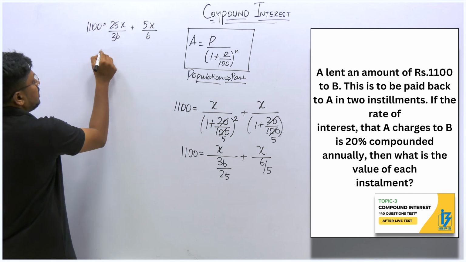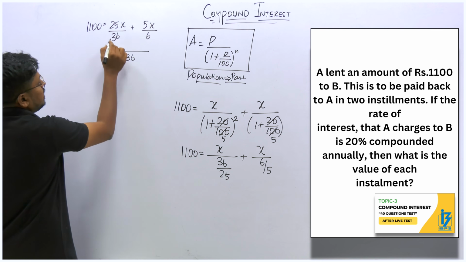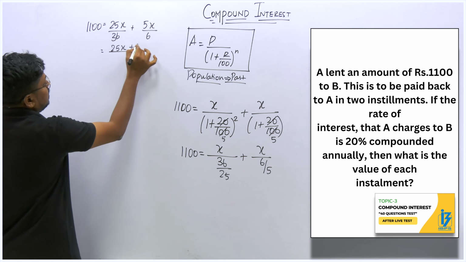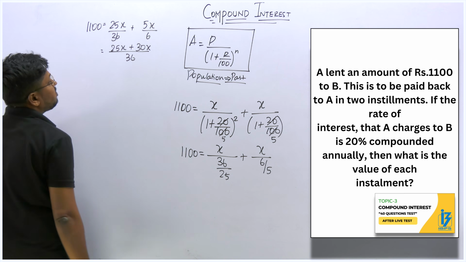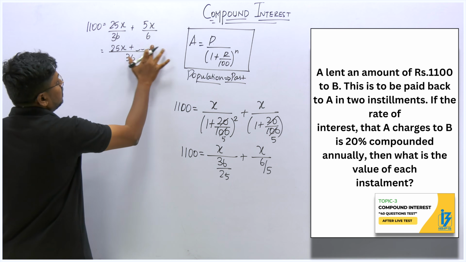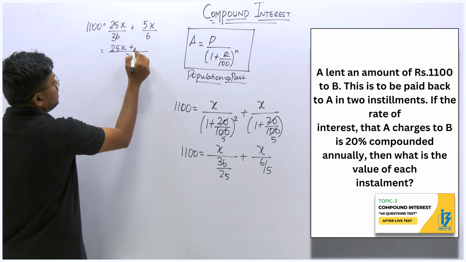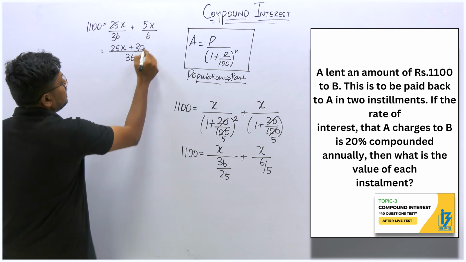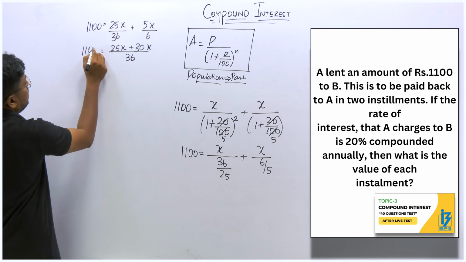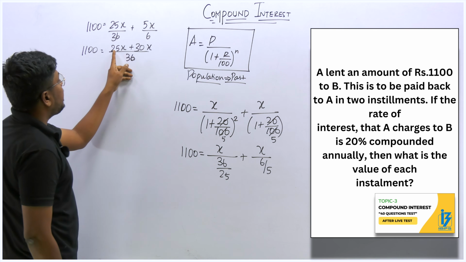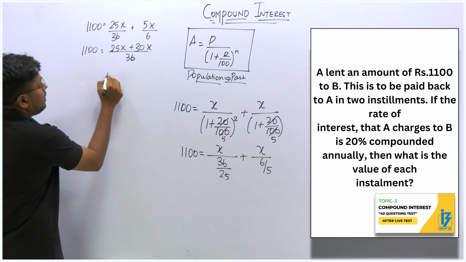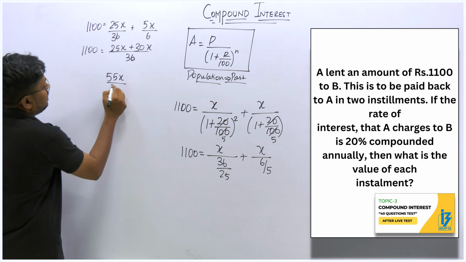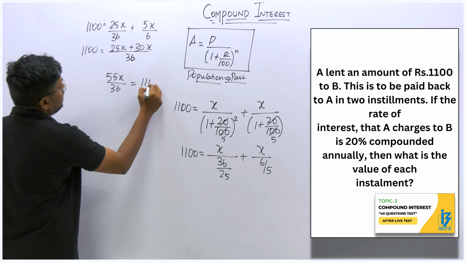So take an LCM of 36 here. So the resultant will be 25x plus 30x, right? 6 sixes are 36, 6 fives are 30x. So now 25x plus 30x will be 55x. So 55x divided by 36 is equal to 1100.